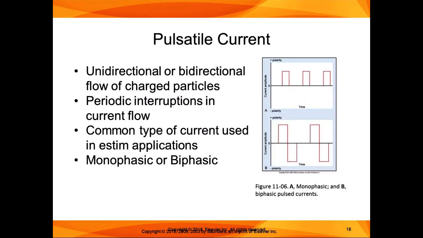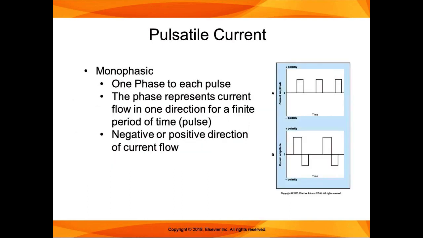Pulsatile current is either unidirectional or bidirectional, and there are periodic interruptions in the current flow. So just like pulsed ultrasound that we talked about, this is pulsed electrical stim. And it's a common type of current that's used in e-stim applications. It can be monophasic or biphasic. So monophasic, there's one phase to each pulse. The phase represents a current flow in one direction for a finite period of time. So that's that on time, pulse, pulse, pulse. The flow in monophasic current can be negative or positive.